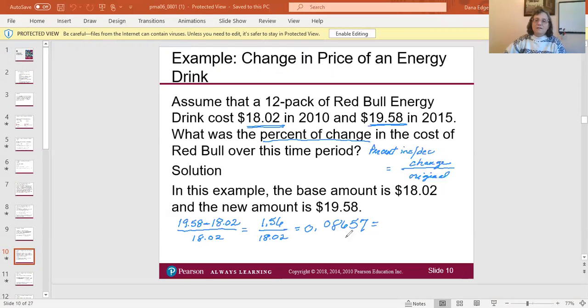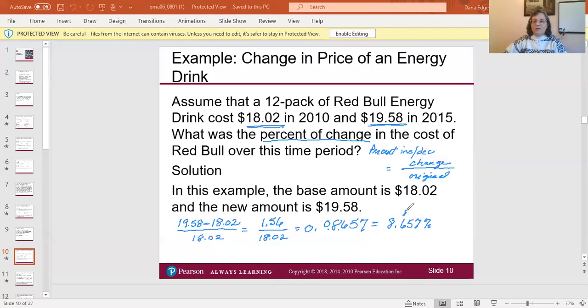Now, since this is going to be less than 10%, right? Because there's a 0 between the 8 and the decimal place. So to change this by moving it 2 places, this becomes 8.657%. And then we see how many decimal places. It's going to say next to the answer box how many decimal places to go. So let's say this wants 1 decimal place.